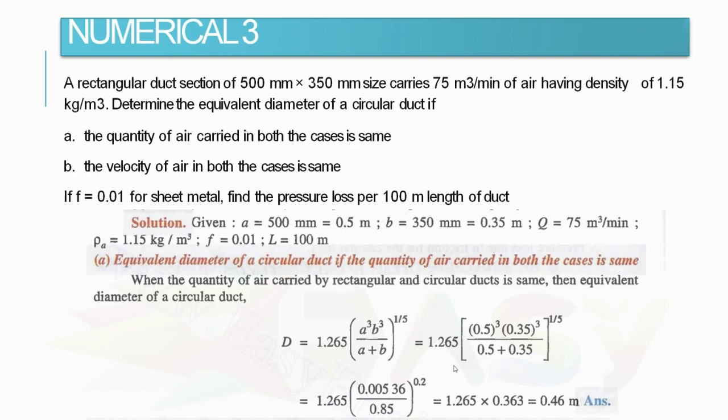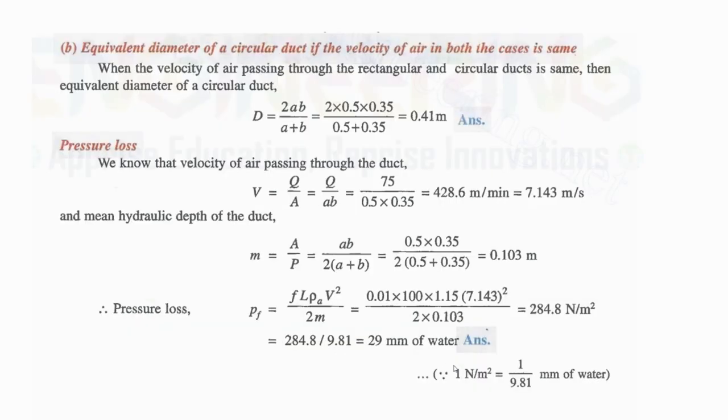Now the first case is for the same quantity. So equivalent diameter of circular duct if the quantity of air carried in both the cases is same, then we have the formula D is equal to 1.265 multiplied by (a cube b cube upon a plus b) raised to 1 by 5. So we just have to put the values of small a and small b here, and we will get the value of capital D, which is the equivalent diameter of the circular duct. We get it as 0.46 meter.